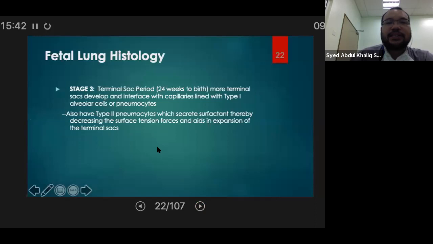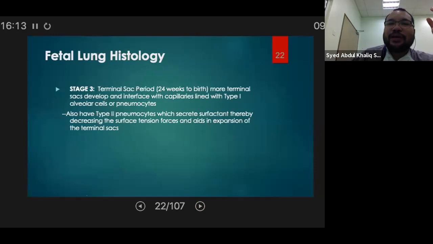Stage 3, the terminal sac period, from 24 weeks onward, where more terminal sacs develop and interface with capillaries, lined with type 1 alveolar cells or pneumocytes. Also type 2 pneumocytes, where type 2 is the one that secretes the surfactant. So these all start usually from 24 weeks onward.